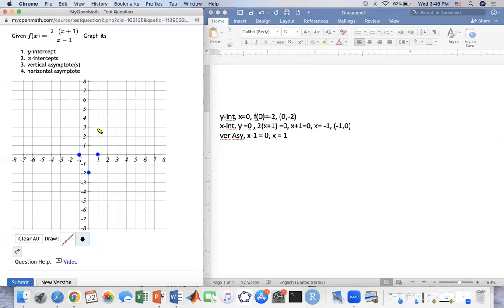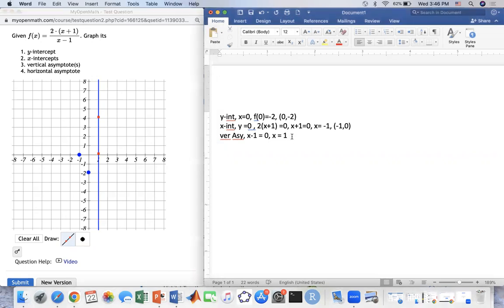I go up and down from 1, so I have the line right here. It has to be a line. This one is a little bit off, but it goes straight up and down like that. Okay, now I have my line for the vertical asymptote.